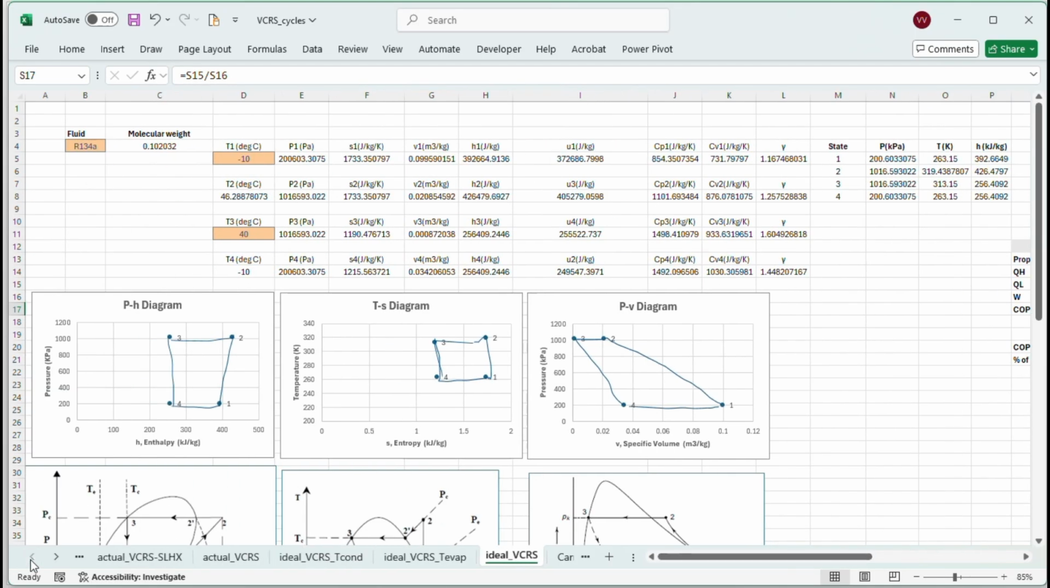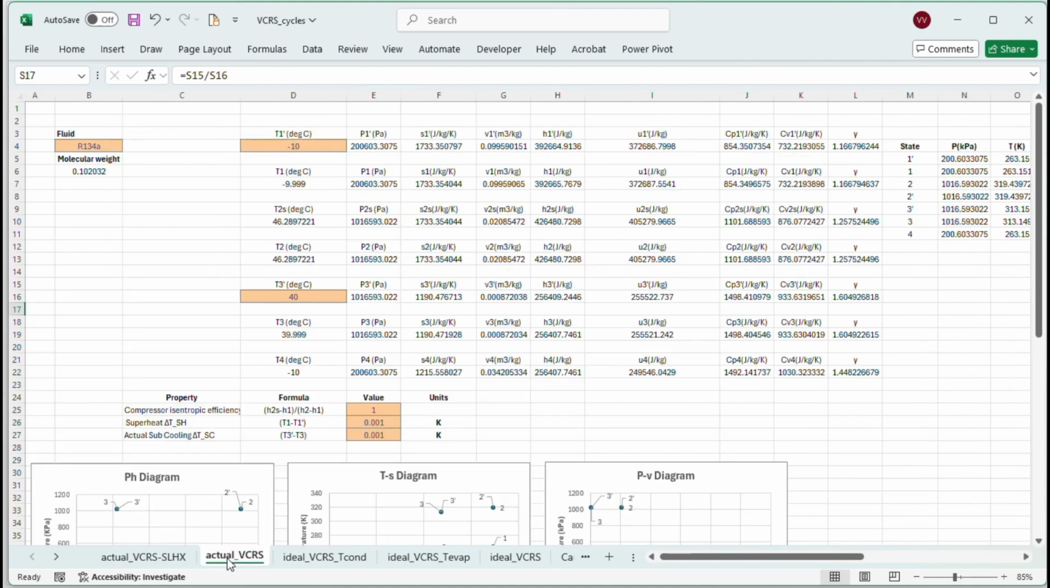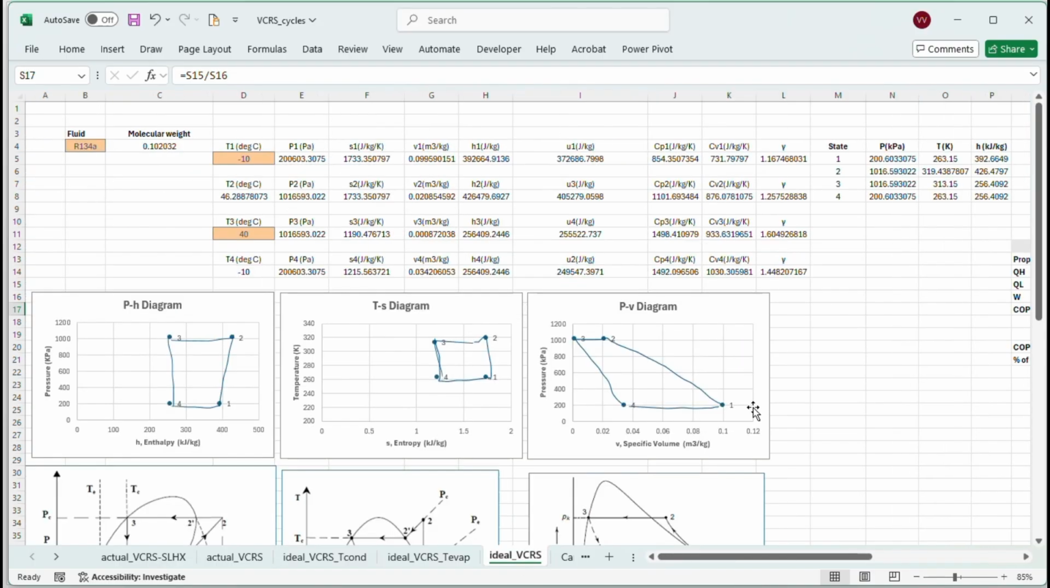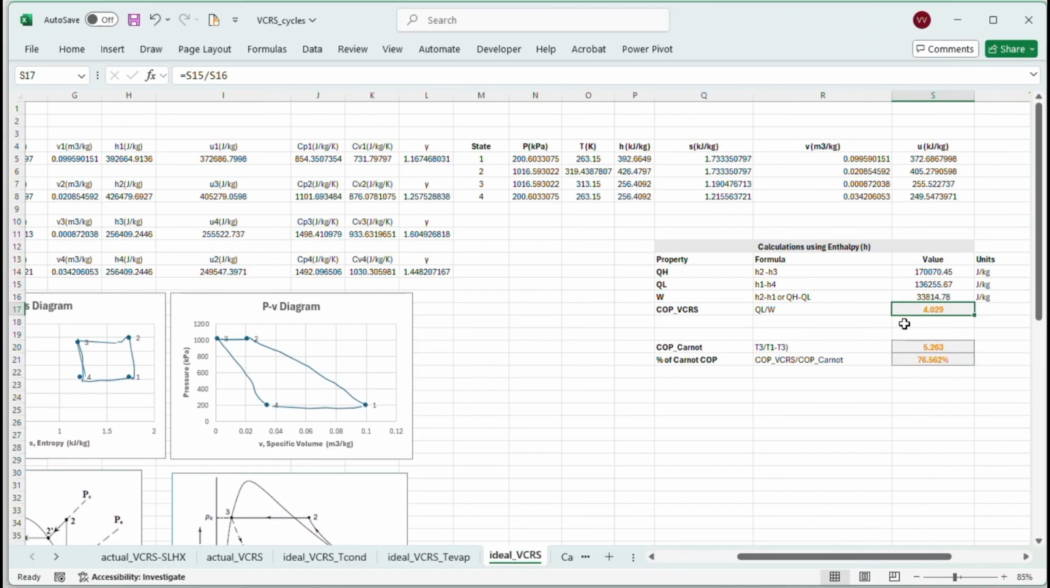Okay, actual VCRS. So maybe we take this even lower. So it'll become... so now the values are identical, 4.029 here and 4.029 here in ideal and the actual.